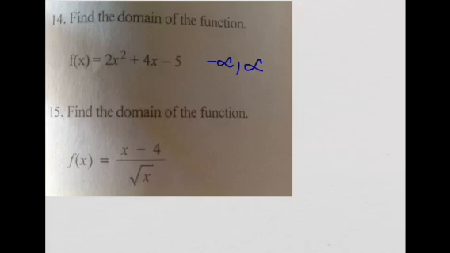X could be anything. For number 15, we have an x in the numerator, x minus 4, but it's not inside a square root. So we could just put it aside and focus on the denominator. Well, first off, x is in the denominator, so it can't be 0, and it's inside a square root, so it can't be negative. So we know that x has to be greater than 0, not equal to, but greater than, because it's in the denominator. We cannot say equal to. So for interval notation, greater than 0 would be 0 to infinity, parentheses on both.